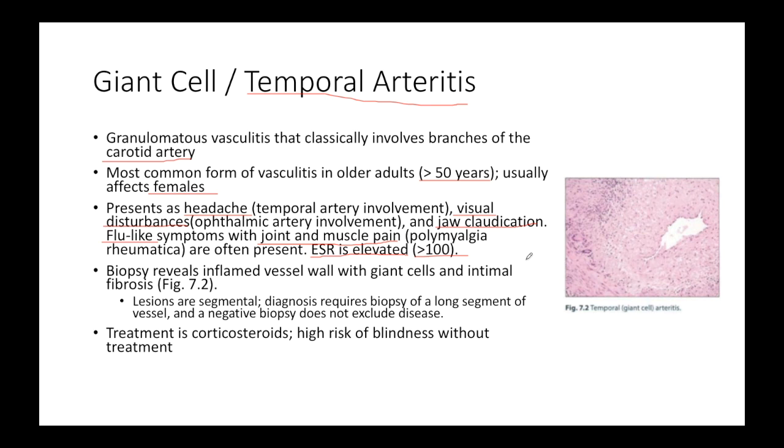On biopsy, you can see an inflamed vessel wall with giant cells and intimal fibrosis. So this is the image here. This is our intima here. You can see signs of inflammation here. We see all these neutrophils coming in. There are giant cells over there. And then of the intima, all of this portion is our fibrosis. I'll just mark that with an F.